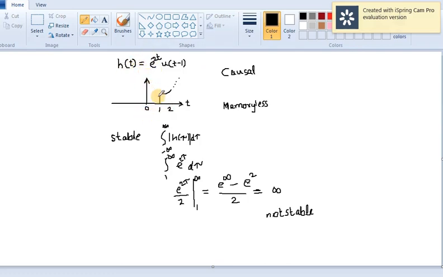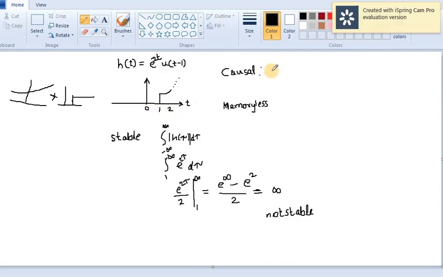The h of t signal is this one, and e raised to 2t is actually an increasing exponential, but as it is getting multiplied with the u of t minus 1 signal, when these two are multiplied, we get only this portion of e raised to 2t. So the signal runs from 1 to infinity. Now, regarding the causality of the system, it is not there on the left hand side of the axis. It is lying only on the right hand side.